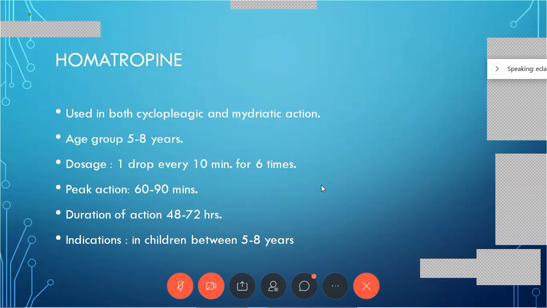The other one is homatropine. It is used for both cycloplegic and mydriatic action. This is also having both actions. It is used in the age group of 5 to 10 years. Dosage is 1 drop every 10 minutes for 6 times. Then we'll get full dilatation of the pupil and cycloplegia. The peak action is 60 to 90 minutes, that means 1 to 1.5 hours. Duration of action is 3 days. Indication is children 5 to 10 years age group. Below 5 years, atropine should be used.